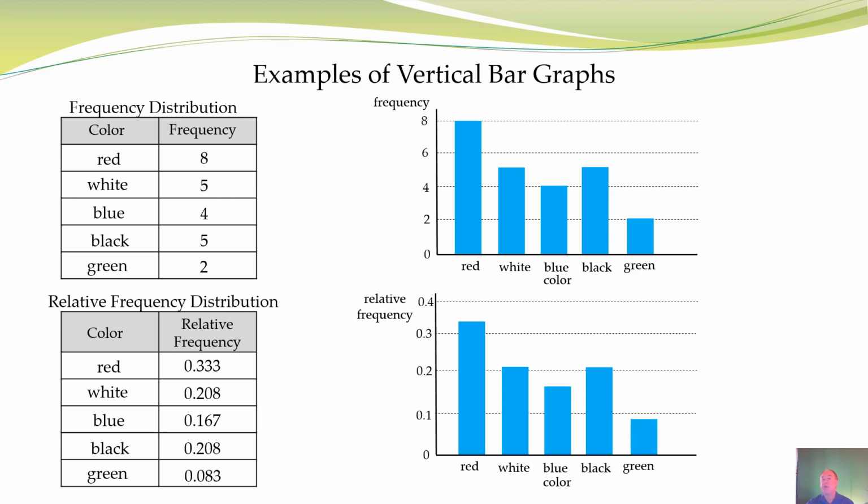Now, if you take a look at both of these graphs, one's a frequency bar graph, one's the relative frequency bar graph for the same set of data. What can you tell me about the shape of the graphs? Whether it's a frequency or relative frequency, the graphs take on the same shape.